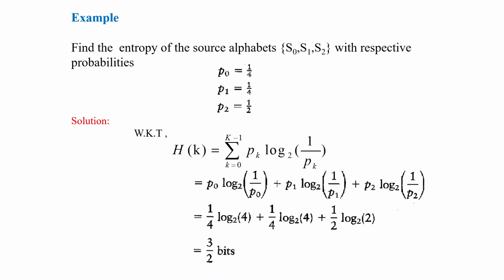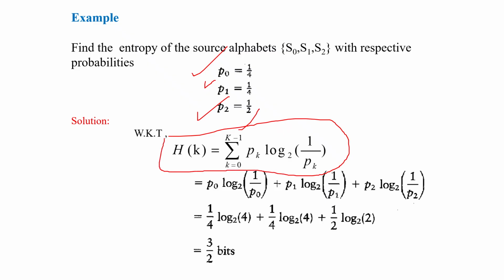Here is one of the important examples: find the entropy for source alphabets, where the events are there and have the probabilities p0, p1 and p2. These are the probabilities. So how will you find it? According to the formula, H = sum over k equals 0 to K minus 1. K equals 0 means how many events it has. Right now, how many events in total? 3 events, so 3 source alphabets are there, which is why we use k equals 0 to 3. Then pk times log of 1 by pk. So pk is what? Probabilities, and the probabilities are already given.